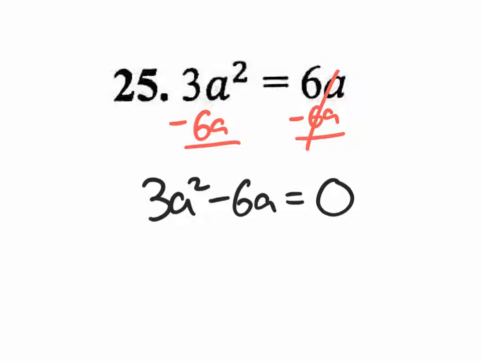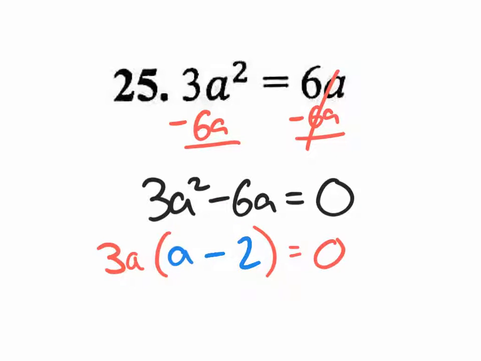So let's pull out a GCF. The GCF right there is 3 and an a. If I do pull out a 3 and an a, what would I have left on the inside? In other words, 3a times what gives me a 3a squared? Just a, right? And then how about 3a times what gives me a minus 6a? A minus 2, right? A negative 2. There we factored.